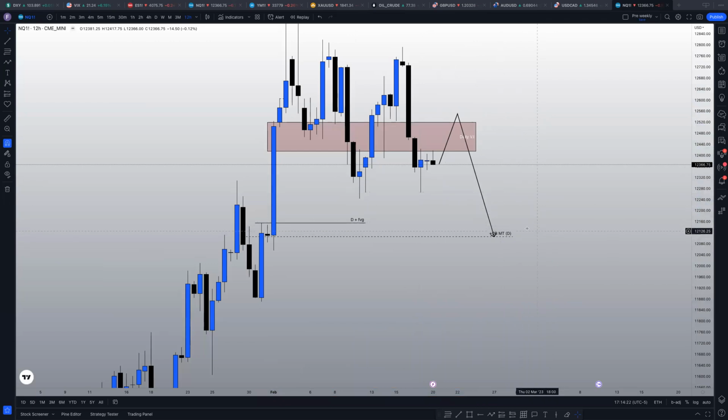Small range. Again, I'm not completely confident in this because index futures are bullish underlying at the moment for me until liquidity is swept above us, and dollar is also underlyingly bullish. So we will see.